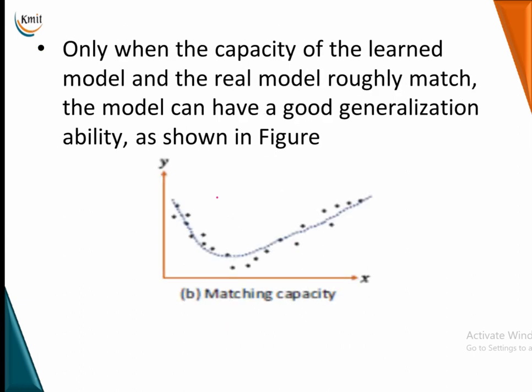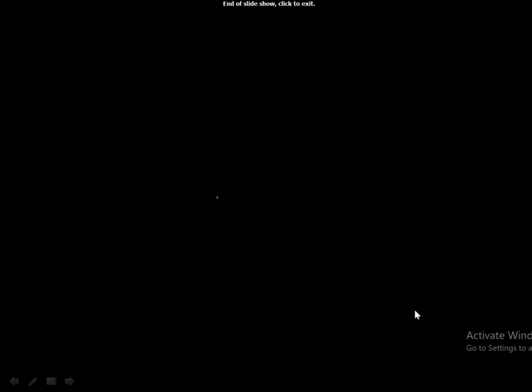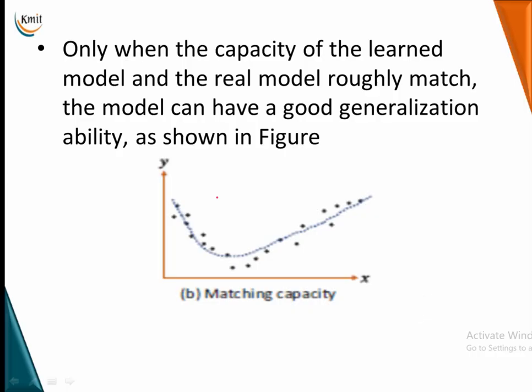Now what is the best thing? This is the ideal case. Only when the capacity of the learned model and the real model roughly match, you are going to have a very good generalization ability, as you are seeing in this particular figure, which is called matching capacity, and the model is going to do well on your training data set as well as on the test data set. So this was about overfitting and underfitting, what exactly it is and what should be the proper optimum capacity of the model. We are going to see solutions for overfitting in our next class.